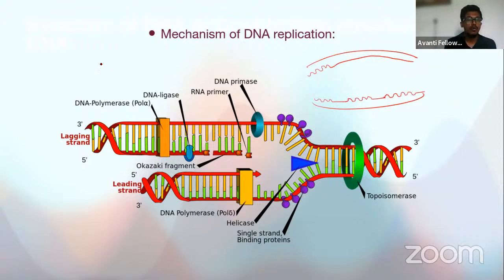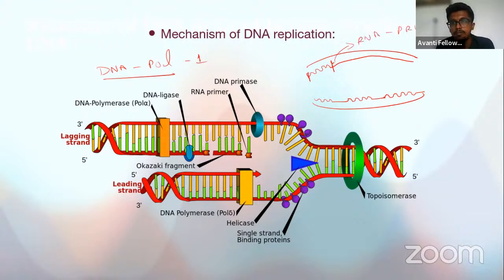So for that, what will happen? We have DNA pol 1. What will our DNA polymerase 1 do? It will come, it will cut the RNA primer, throw it away, and put in the new DNA.